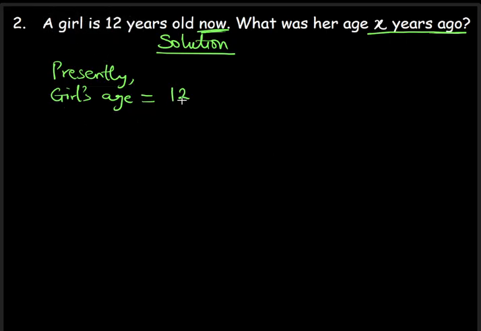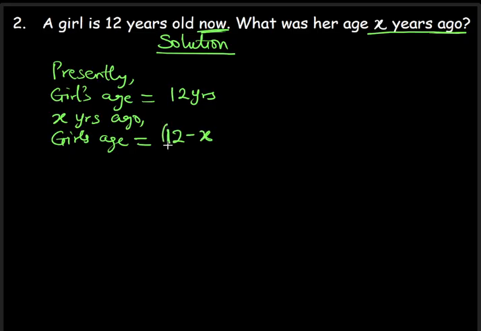Now the girl's present age is 12 years, and X years ago. Now we take this X as a part. Remember, X is a variable, so it stands for an unknown number. So X years ago is the same principle. The girl's age will be equal to the present age minus X. We can put this in brackets, years. So this would be the girl's age. Remember, X is a variable, it stands for an unknown number. Whatever X stands for, when you substitute, you can get your answer.